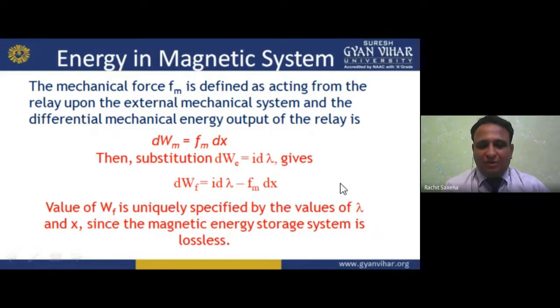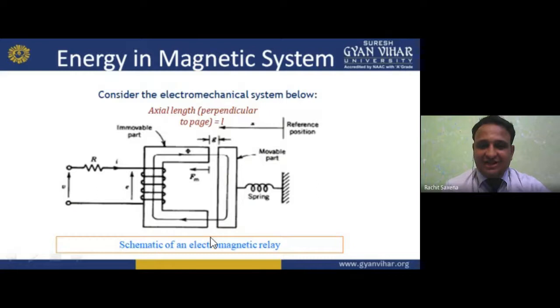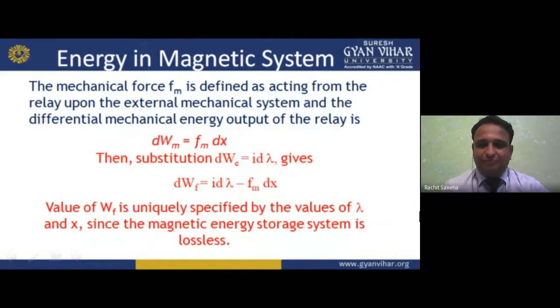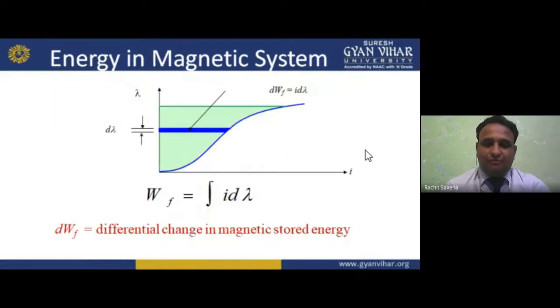Now, the value of Wf is uniquely specified by the values of λ and x. The x is already given here, and Wf we have already. Now, since the magnetic energy storage system is lossless, that is what we are considering here, the magnetic storage system is lossless. Okay, now moving forward: energy in a magnetic system. So we have this, and we can proceed with it.